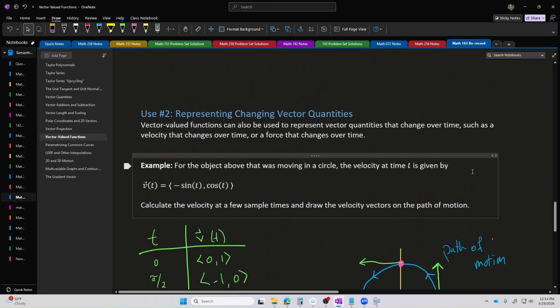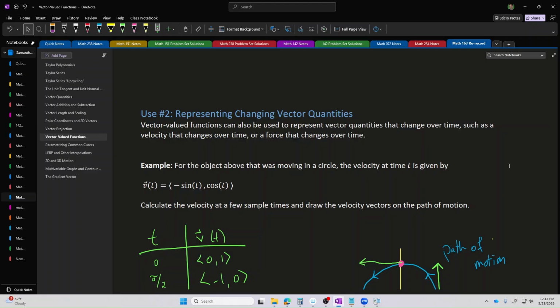So that's the second major category of uses of vector valued functions. Vector valued functions can be used to represent vector quantities that change over time. So if you have an object with a velocity that's changing over time, or if you have an acceleration that's changing over time, or if you have a displacement that's changing over time, or if you have a force that's changing over time, you can represent all those situations using a vector valued function.